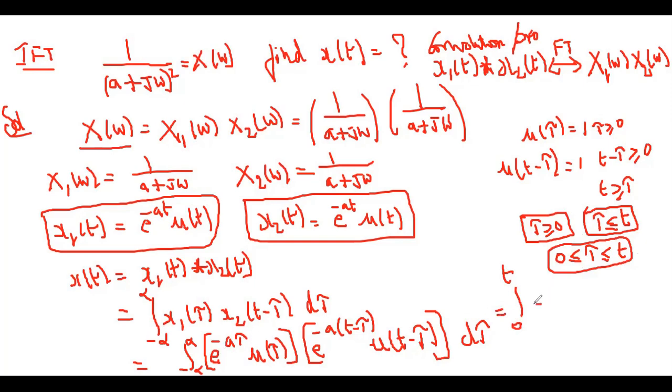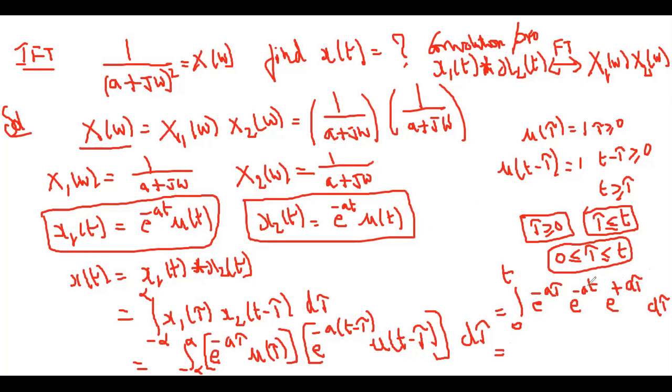e power minus a t, e power minus a tau, not the t, a tau. And here e power minus a t, and minus into minus is a plus, e power plus a tau into d tau. Got it, my students?